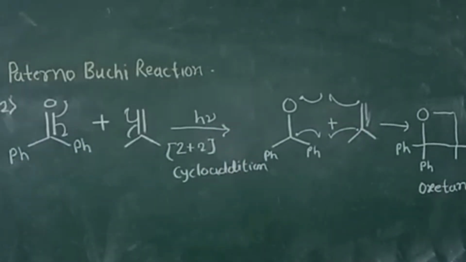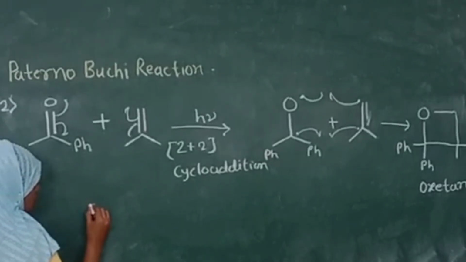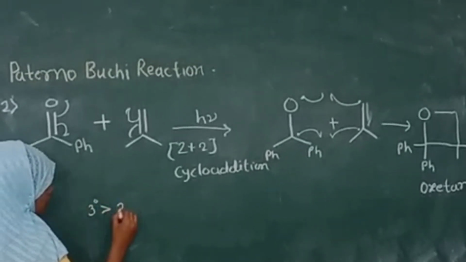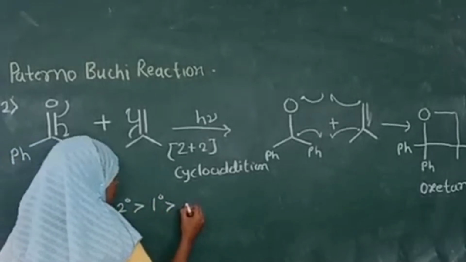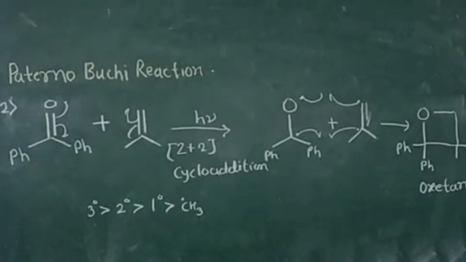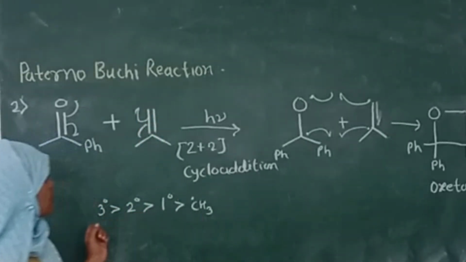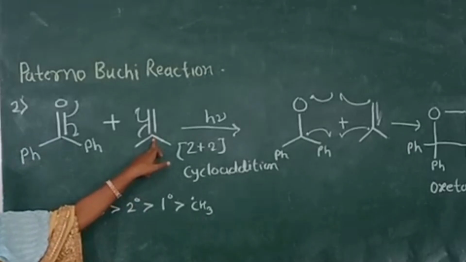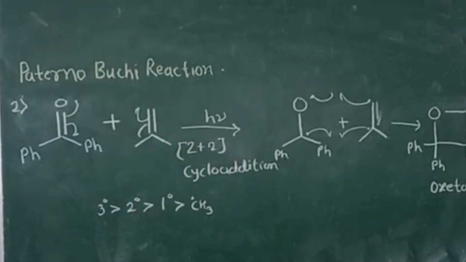Which radical reacts first depends on the stability of the radical. We know that a tertiary radical is more stable than secondary, then primary, and lastly the methyl radical. So here the methyl radical reacts first because it is highly unstable compared to this radical, which is a tertiary radical.